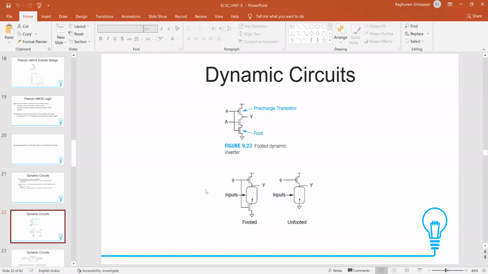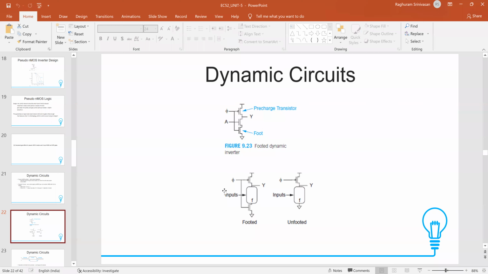Okay, so let us start with the block diagram. It is somewhat similar to the pseudo NMOS, only that the PMOS is given this new signal phi, which is usually like a clock signal. And this circuit allows us to avoid the problem of static power consumption, and the concept is very simple. The same clock signal is given to both the NMOS and the PMOS transistors.